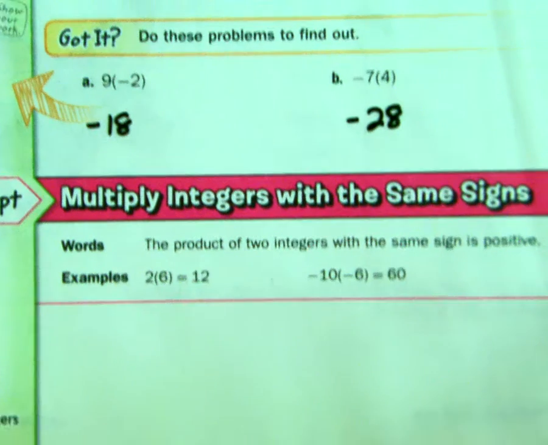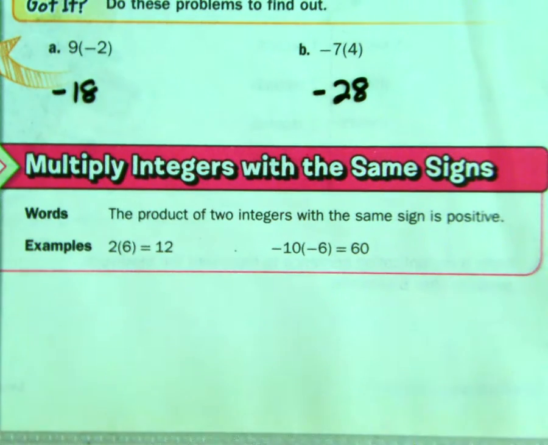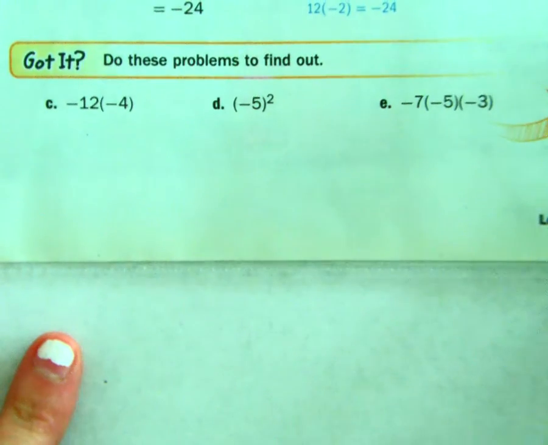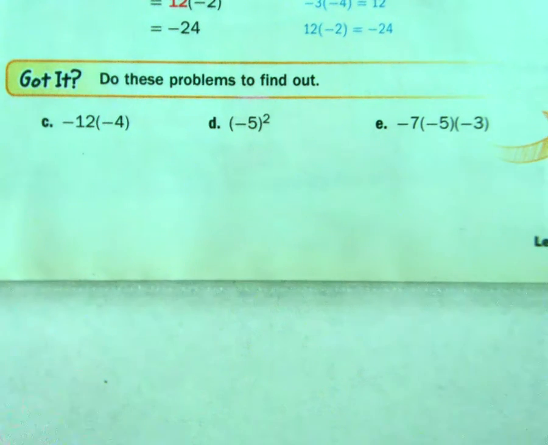Okay? And then we're going to multiply integers with the same sign. So the product of two integers with the same sign is always positive. So if you have two positives, the answer is positive. If you have two negatives, the answer is positive. Right? If we look over at example C, I have negative 12 times negative 4.